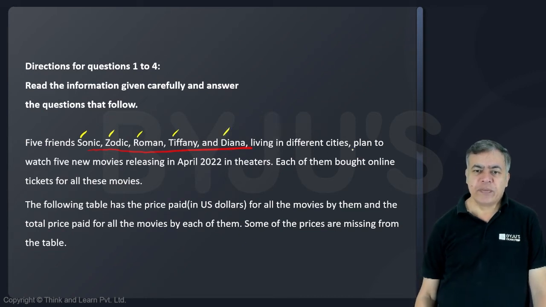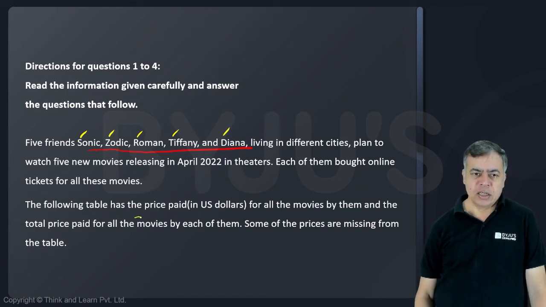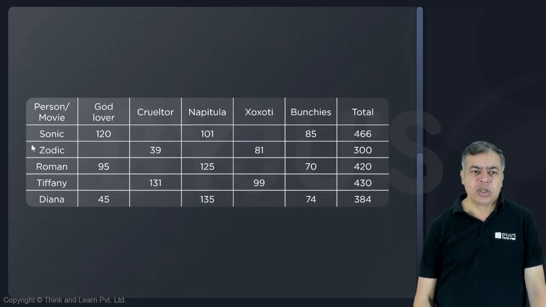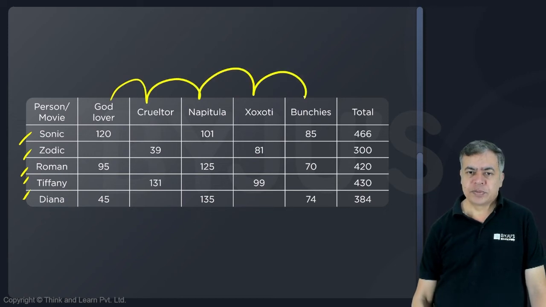So, living in different cities, they plan to watch 5 new movies. Okay, there must be 5 movies. And the following table has the price paid for all the movies, the total price paid. Okay, let's see the table. In the table, it is given there are 5 persons, right? These are the movies they have seen, and this is the total price paid.